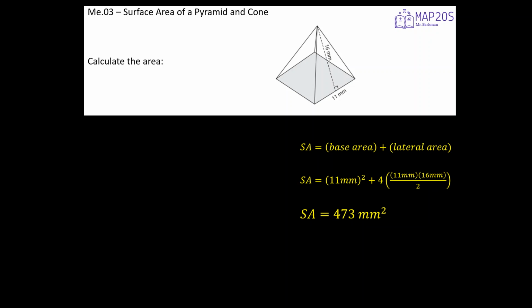Now, be careful in that. It's squared units, right? Because we're talking about area, we're talking about how many squares can we put into there. So when you've done this calculation, you should get a total answer of 473 square millimeters.